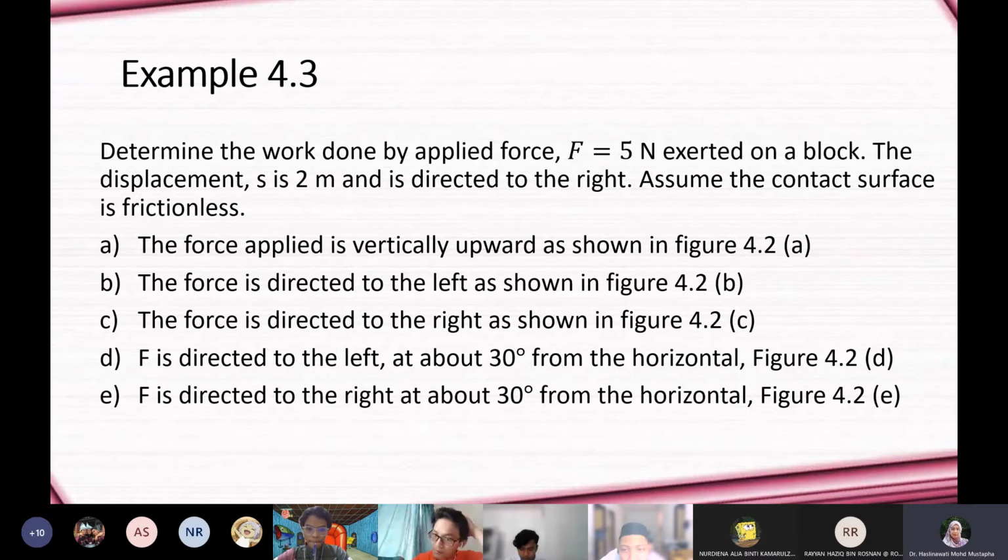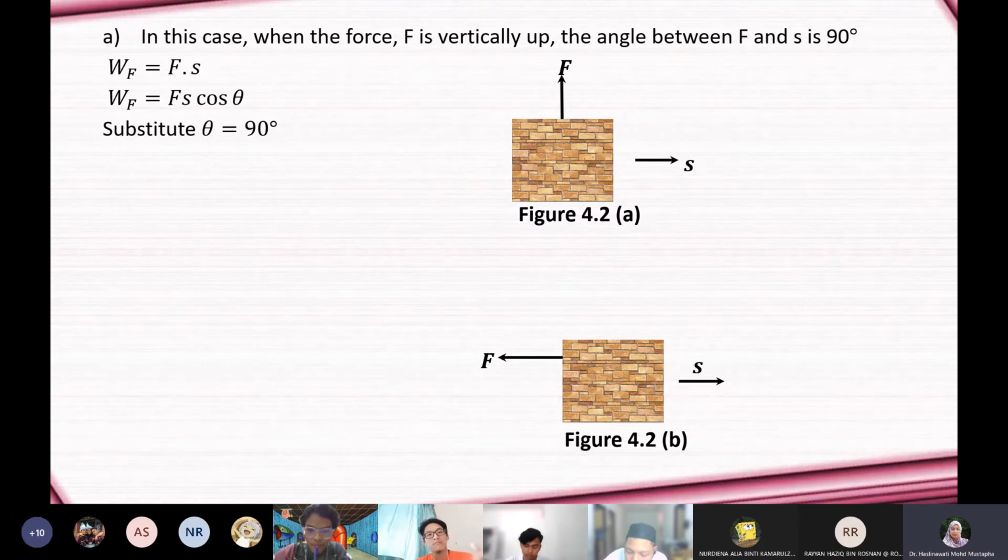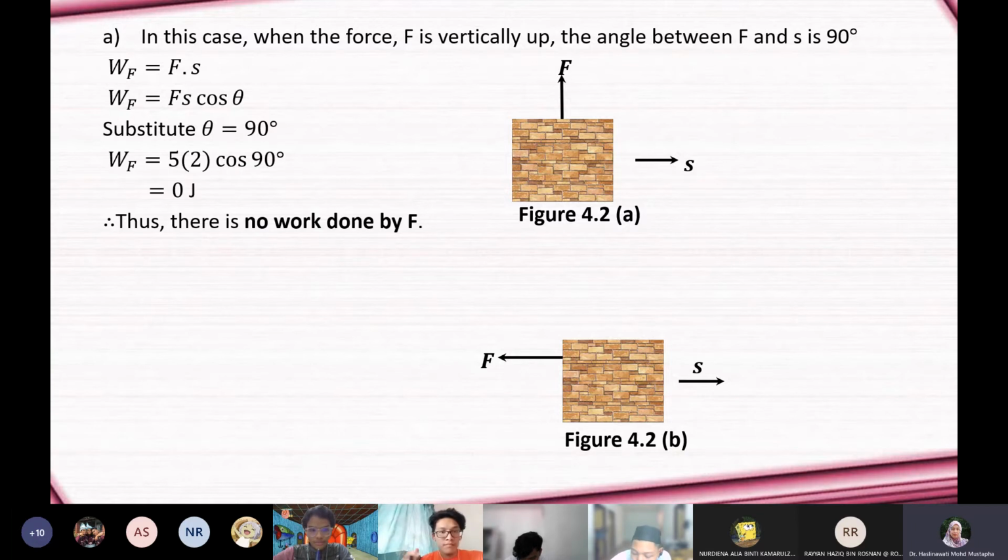Okay, so look at A dulu. Okay, untuk 4.2A. So ini adalah situasi dia. F ke atas dan S tu ke kanan. Okay, so macam mana you nak buat? WF is equal to Fs cos theta. And then you substitute theta with 90 degree. Senang je ni kan? So sebab dia dah bagi situasi dan dah bagi anak panah siap-siap dah tu. So you just need to identify the theta je. Okay, so because of theta 90, so you just substitute and then you can get 0 joule. So jadi no work done by F. Okay, kalau kosong joule tu maksudnya tak ada work done lah.